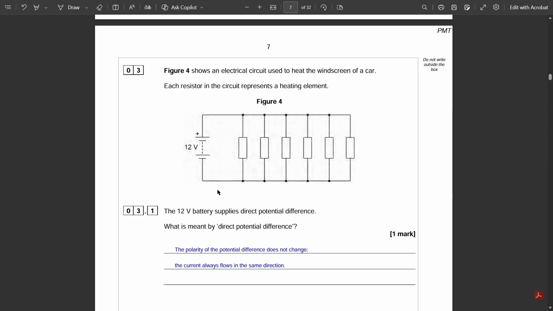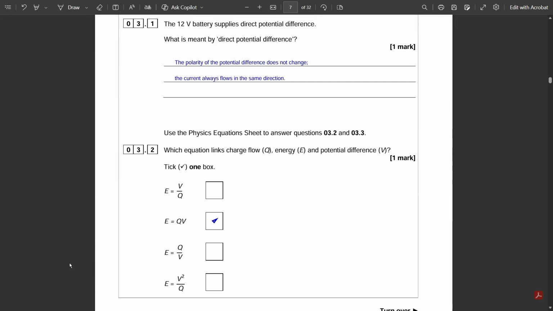So for alternating current, it just alternates at a frequency. The polarity changes usually 50 or 60 times a second. But for direct potential difference and direct current, it always flows in the same direction. Flow of charge is always the same polarity.